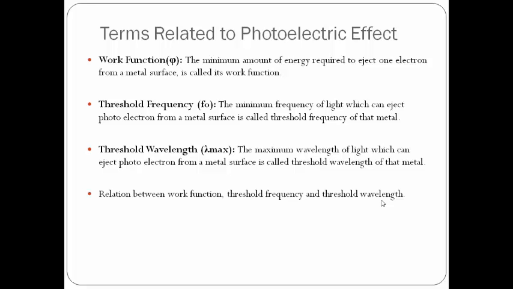Now, based on the definitions, we can have the relation between work function, threshold frequency and threshold wavelength as phi, that is the symbol for work function, equals hf0, that is Planck's constant times the threshold frequency, or hc divided by lambda max, that is the relation between frequency and wavelength.